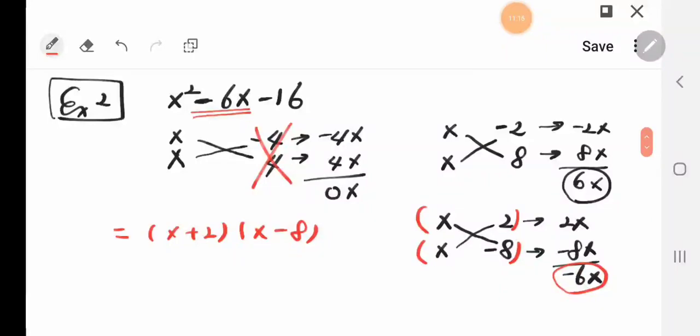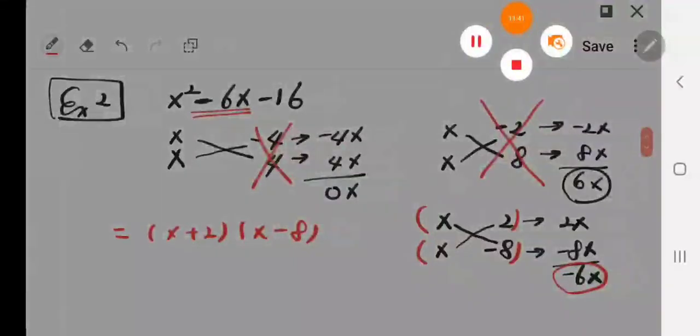So we tried some pairs that do not work. Since this one didn't work because the sign is different, finally we have the right pair, so we found the two binomials. These two binomials will be the answer. The product of these two binomials is the answer. Okay, let's keep trying more.